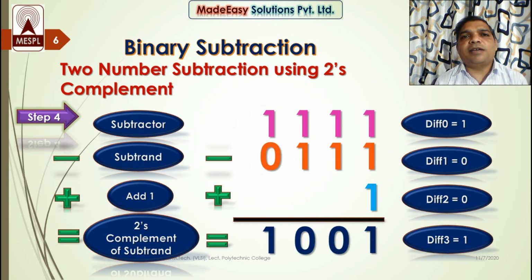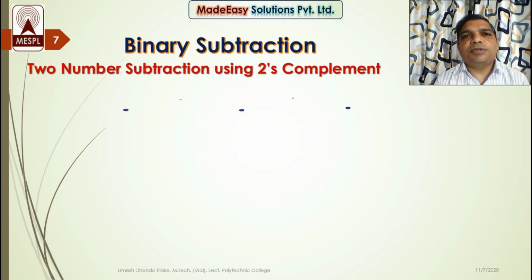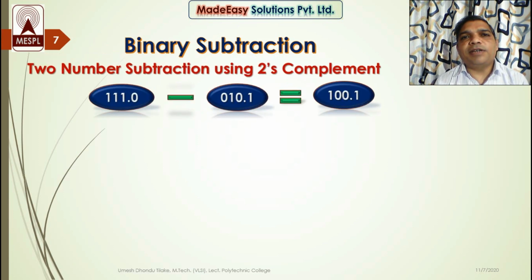That means my technique is working when my subtrahend is larger than subtractor, but it must work when our subtractor is larger than subtrahend as well. So let's check with same numbers so that we can verify the result. But what I have done over here, I have put the fractional point so that fractional binary subtraction will also be clear to you using 2's complement.